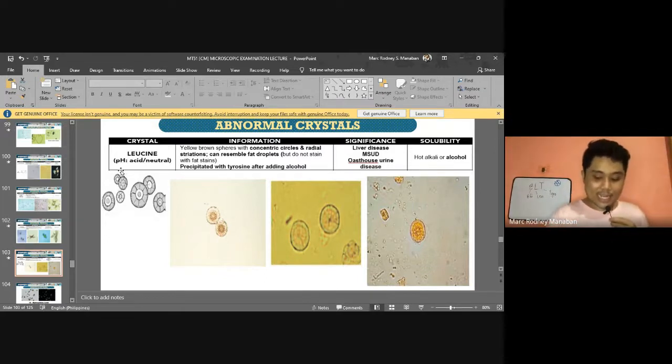Again, solubility: hot alkali or alcohol. It has striations, dears, as you can see. It looks like a wheel actually. There's an inner circle and then an outer circle. All right? Concentric circles. Okay.